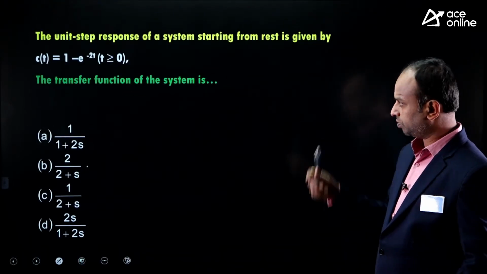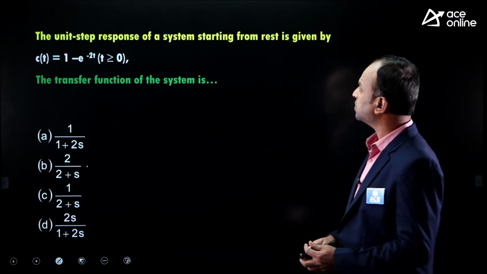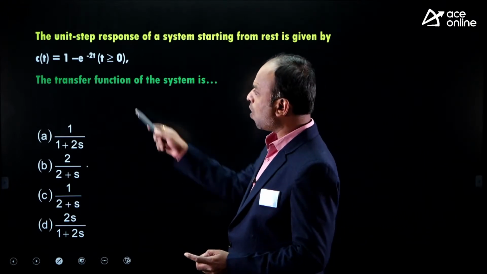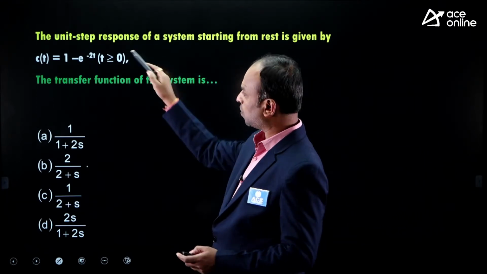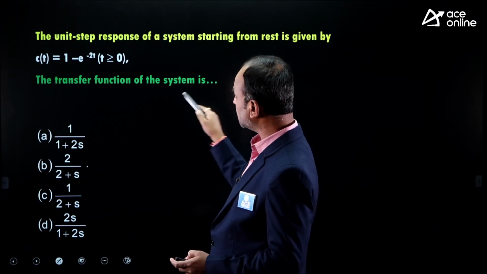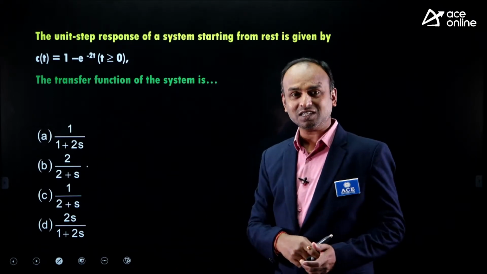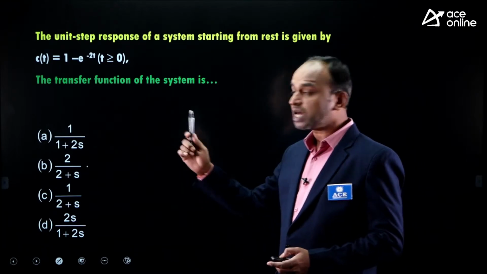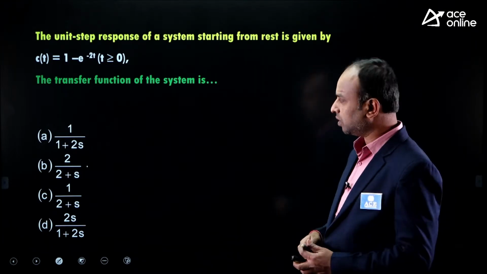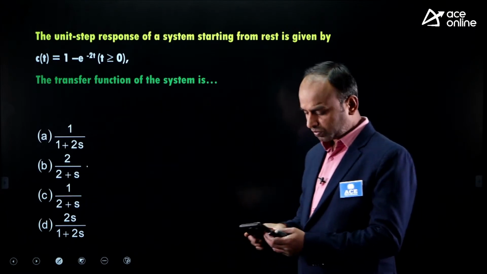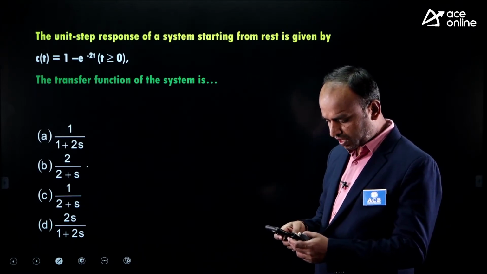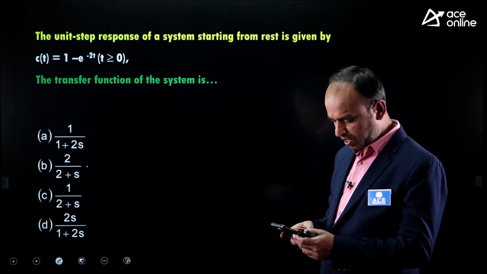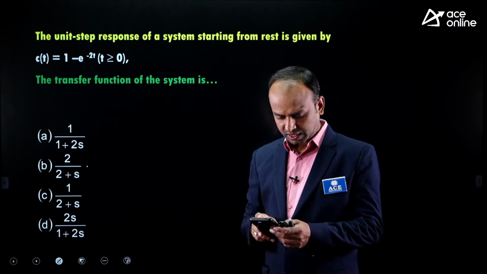Now, one more question. The unit step response of a system is given. Response means the output is given. The examiner is asking for the transfer function of the system, for a step input. These are the options. Try to solve this one. I already gave the formulas. Come on, try to solve this one.